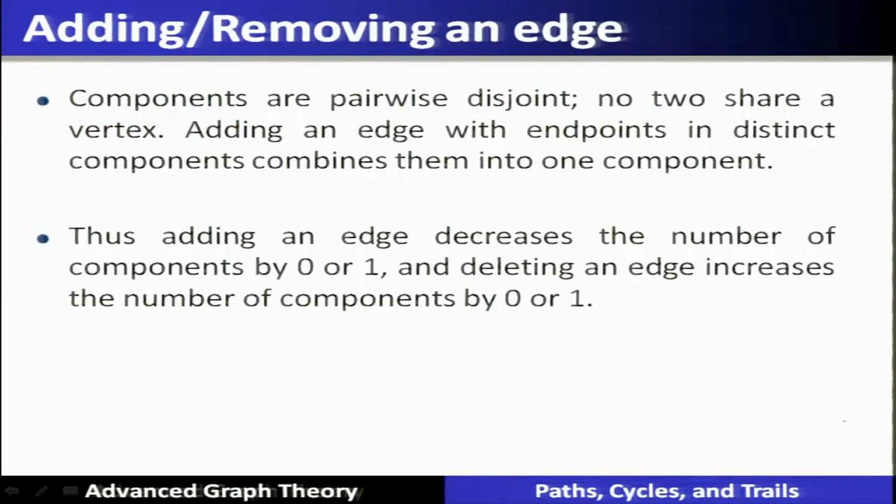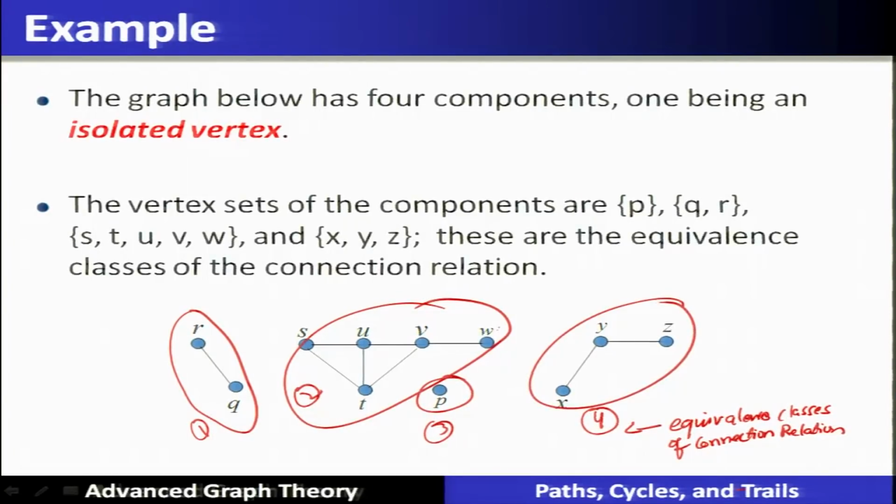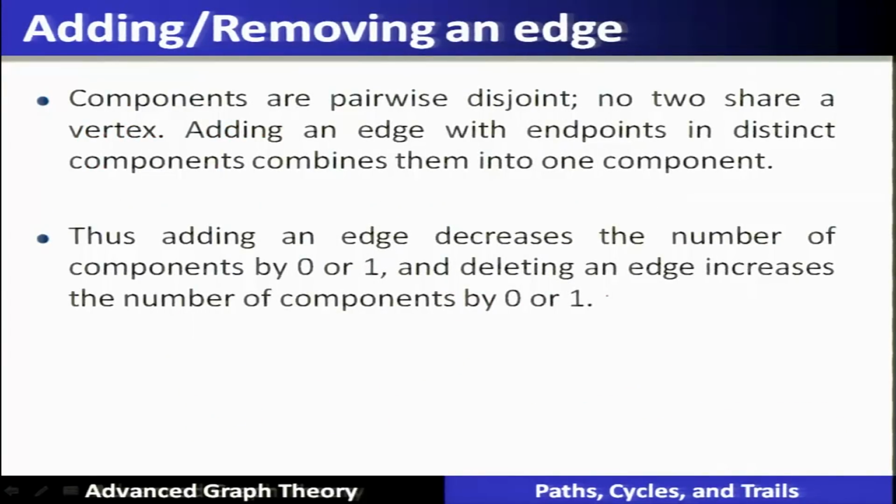Now, adding and removing an edge. These components are pairwise disjoint. You can see there is no edge connecting component 1 and 2, and similarly for the other components, so they are pairwise disjoint. Now if you place an edge between 3 and 4, or 2 and 3, they will join as one component. Instead of 2, they become one component. So adding an edge will reduce the number of components.